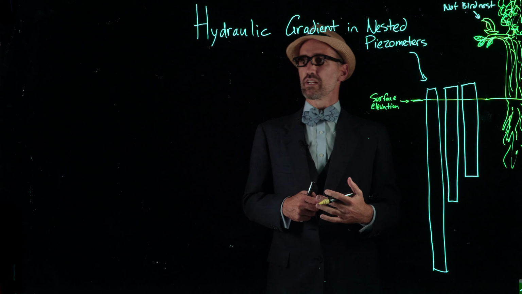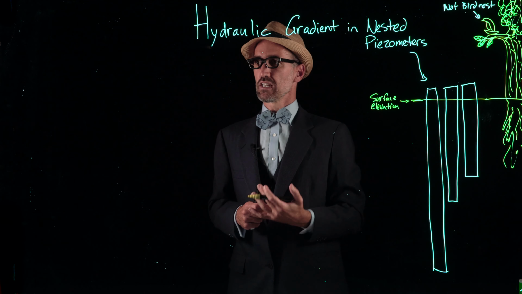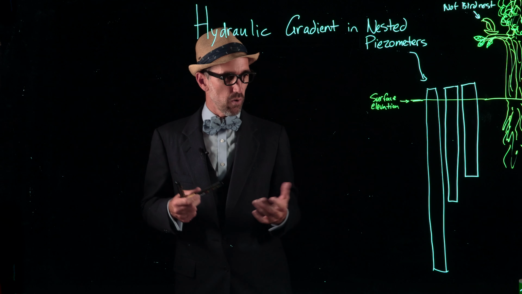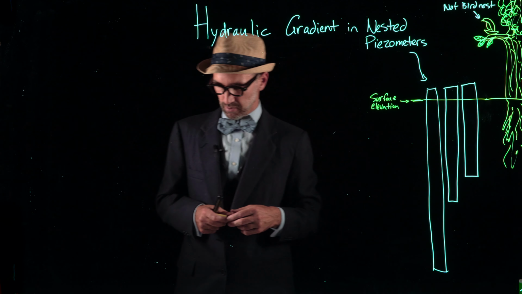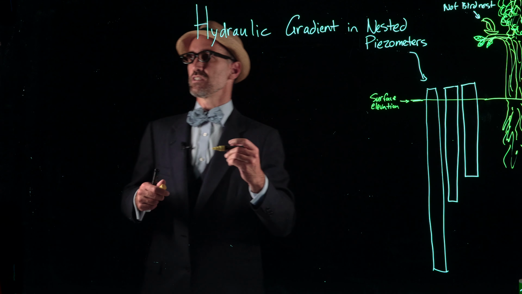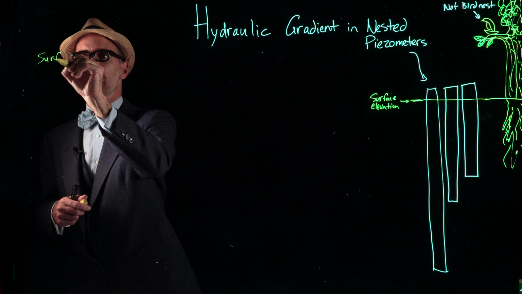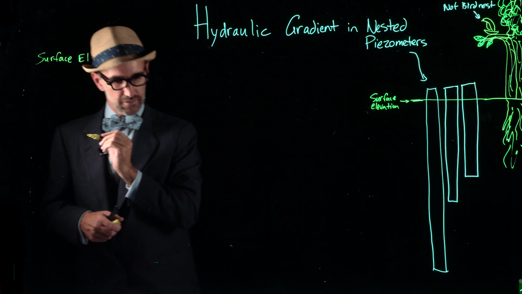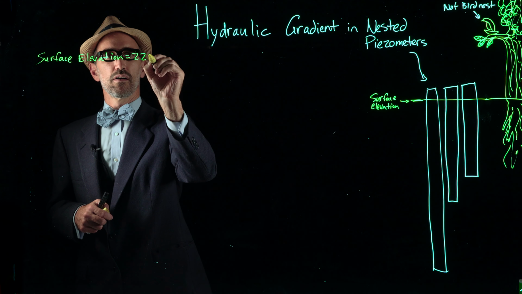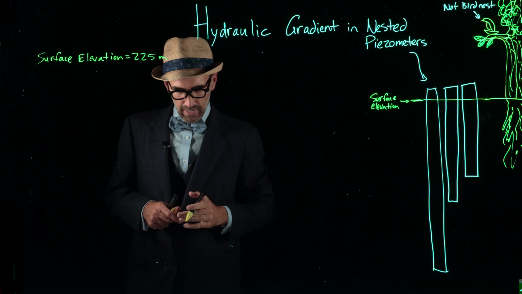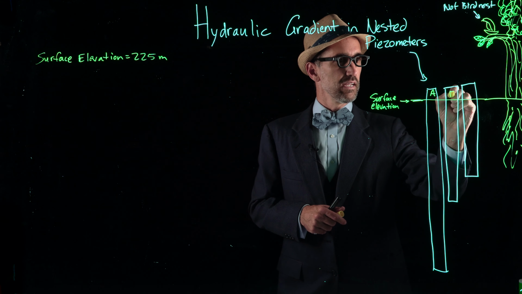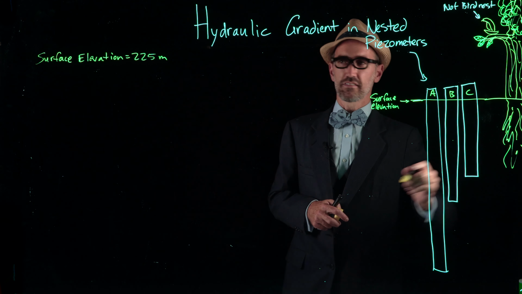In this problem, we're going to use basic information that you would collect in the field to calculate the hydraulic gradient, or groundwater gradient, in these nested piezometers. Some things we know about these wells are the surface elevation. The surface elevation in this problem is 225 meters. And we can label each of these wells A, B, and C. So A is the deepest and C is the shallowest.